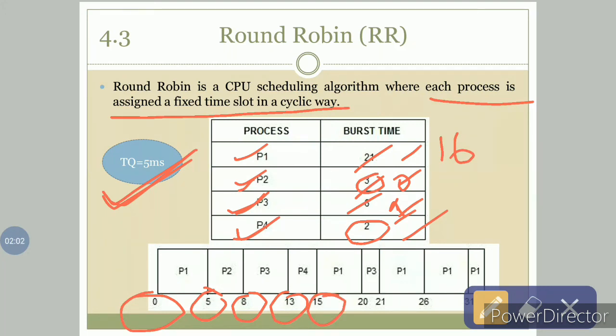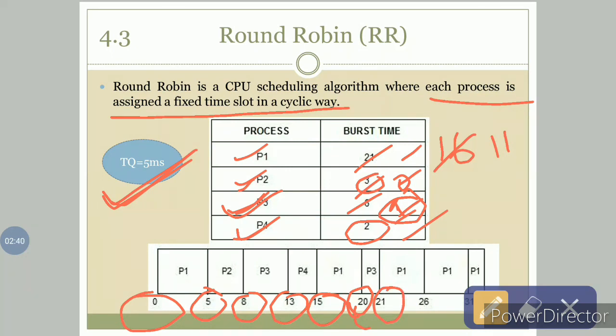After P4 execution, again P1 comes in. P1 has already used 5 units of time, so it still has 16 units of time to be executed. If you use 5 units of time from this 16, what remains? 11. So after execution of P1, you have used 20 units of time. Then after P1, which process is left? P3 is left with 1 unit of time. After execution of P3, it uses 1 unit of time, so it becomes 21 units of time for completion of the process.